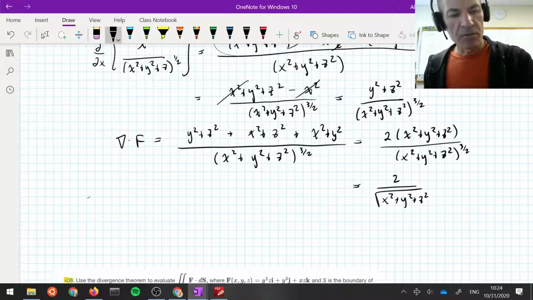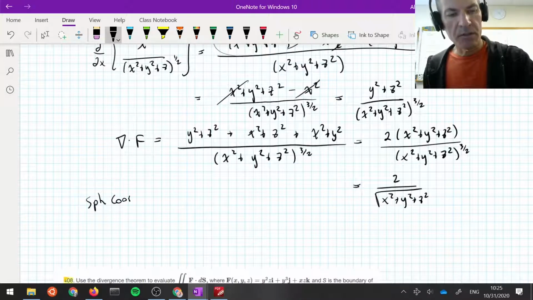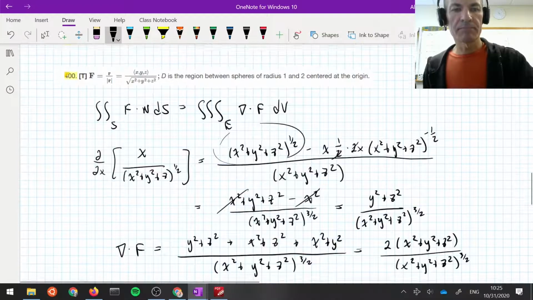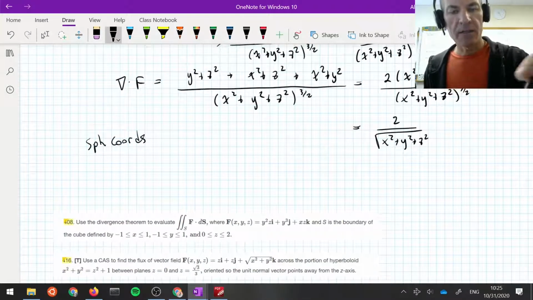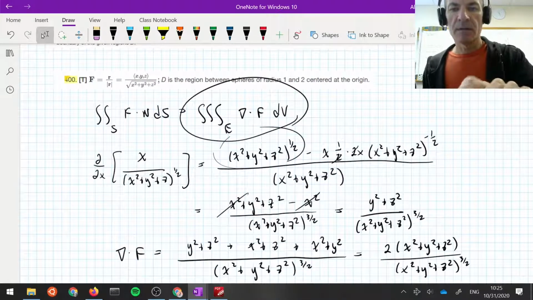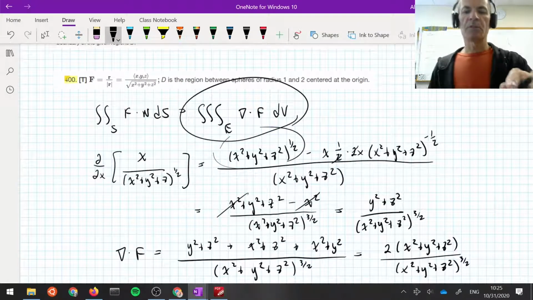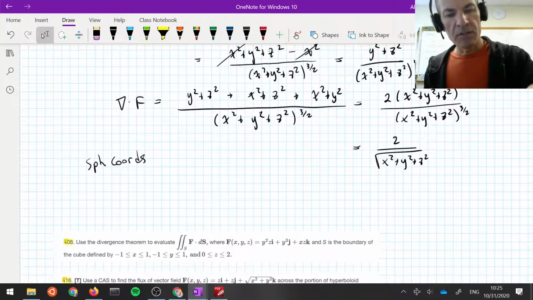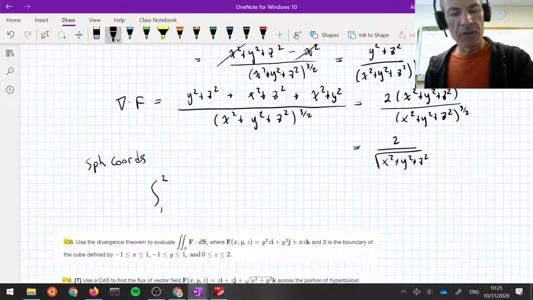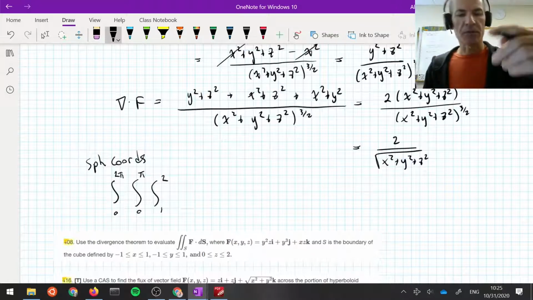Now, I'm going to use spherical coordinates to do this integral. What integral? This integral. And I'm going to integrate over this region, the space between the sphere of radius 1 and the sphere of radius 2. What that means is rho is going to go from 1 to 2, the inner sphere to the outer sphere. Phi is going to go from 0 to pi, its full range, and theta is going to go from 0 to 2 pi, its full range, because we want the entire spherical shell.